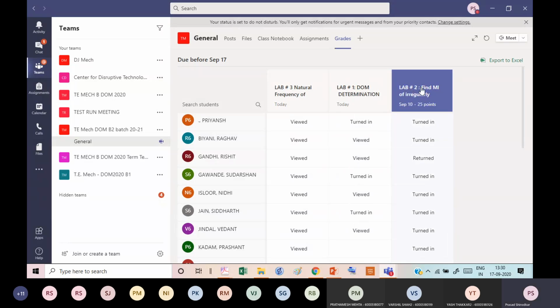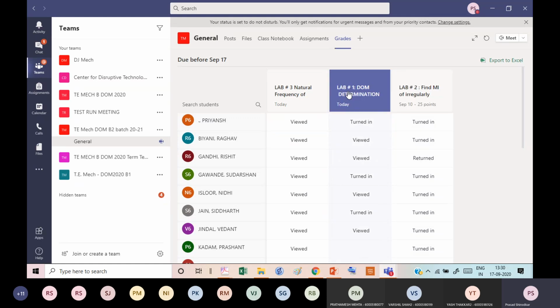I have also uploaded the write up for the first two experiments. Some of the data was uploaded in the common team which is for your class, T make DOM 2020. So if you have uploaded anything, download it from there.